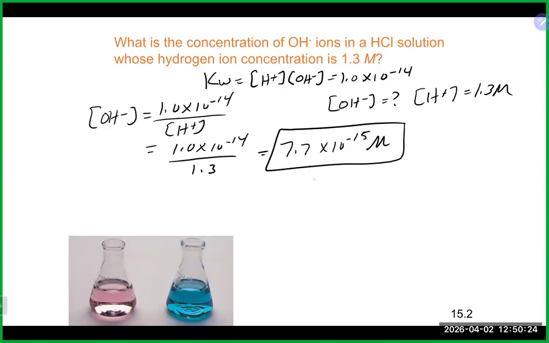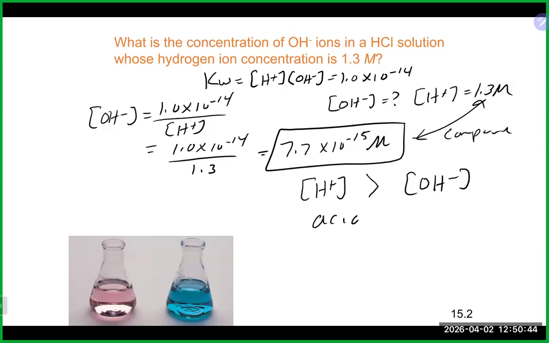At this point, we can then compare our H plus concentration to our OH minus concentration and see which one is larger. In this particular case, the H plus is definitely larger. And because it is larger when we compare these two numbers, this would tell us this is an acidic solution, which we would hope since it's a hydrochloric acid solution. So that sort of makes sense. It would be bad if it was a basic solution at this point.